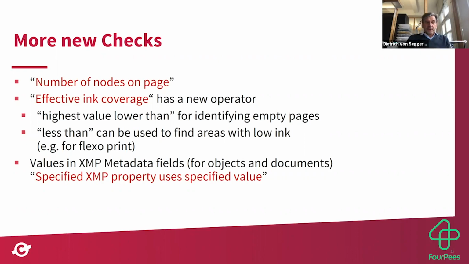Cool. And the last one, I think it's easy to understand. It's very specific, but in some cases needed. So you have XMP metadata. It wasn't possible so far to directly check whether an object or a document uses a certain value for a specific XMP property. That now becomes possible. It was possible by quick check, but then you would have to extract all metadata and then analyze the metadata, and now you have a more straightforward method.